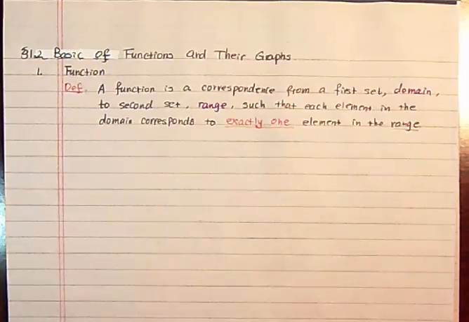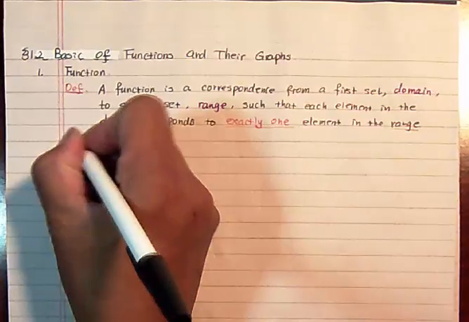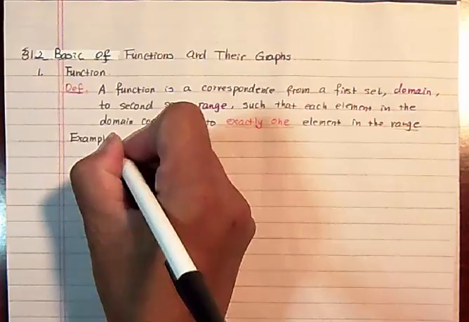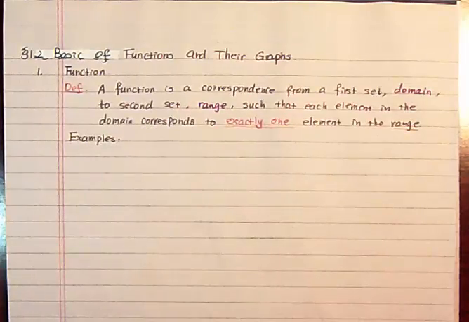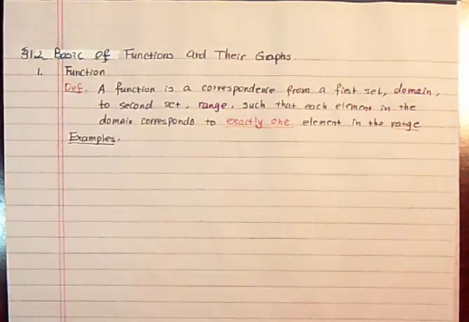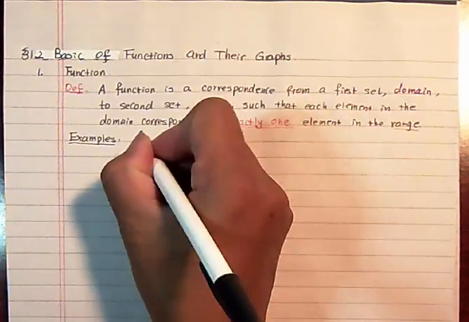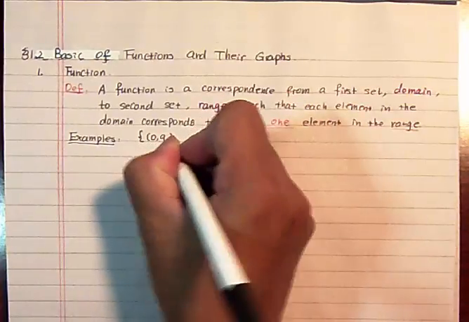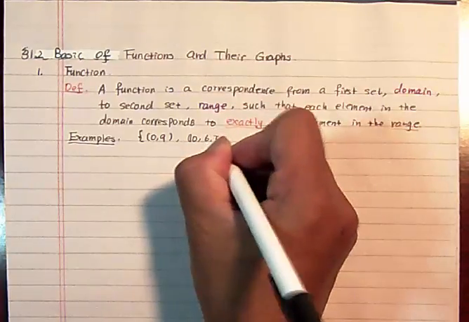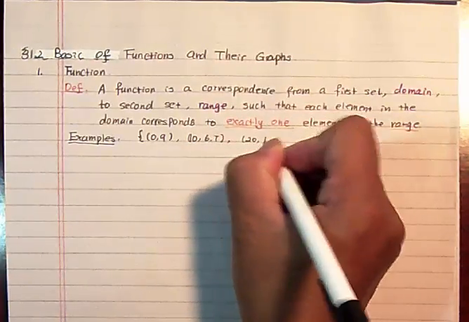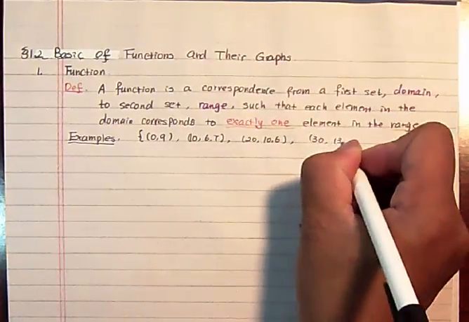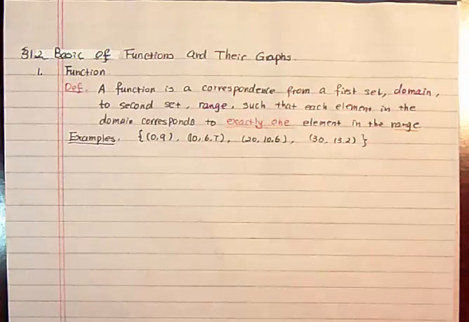For function representation, we have different kinds, not only equations, but we can also use sets, graphs, etc. For instance, the first example I wanted to show you is a function written in set notation: (0, 9), (10, 6.7), (20, 10.6), (30, 13.2). They are ordered pairs. So that is the function.